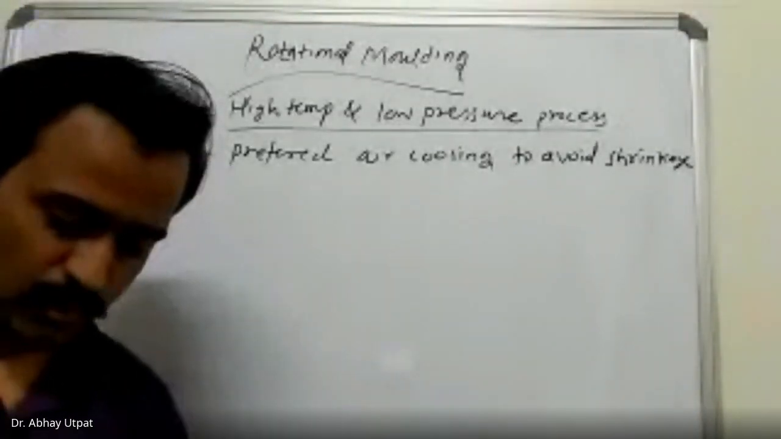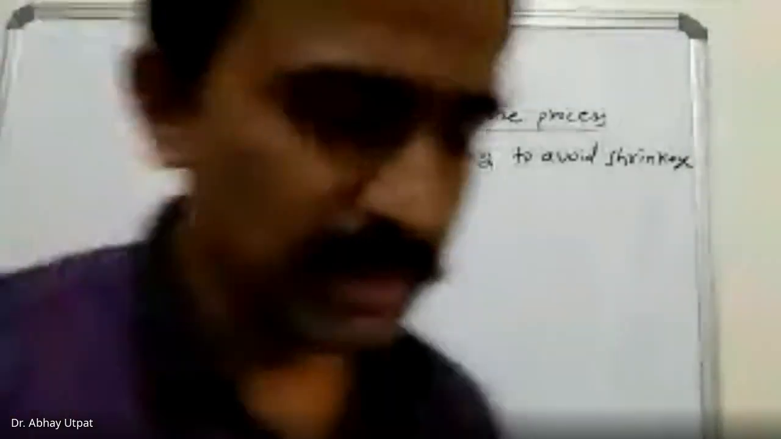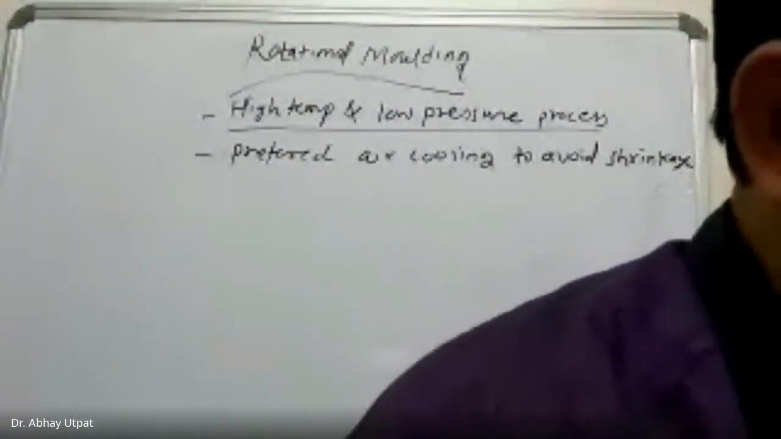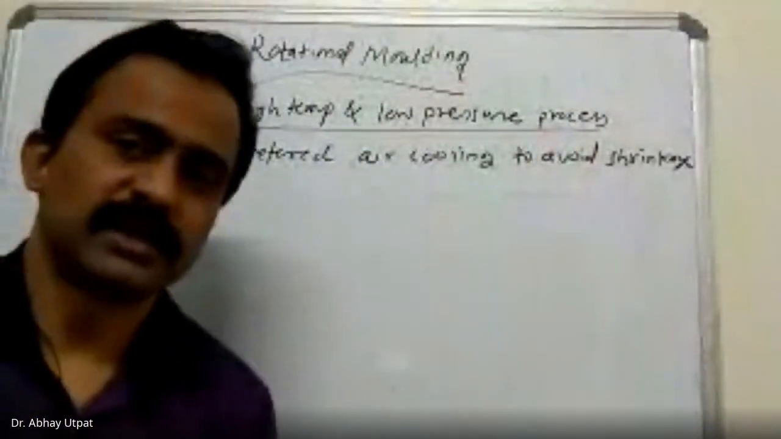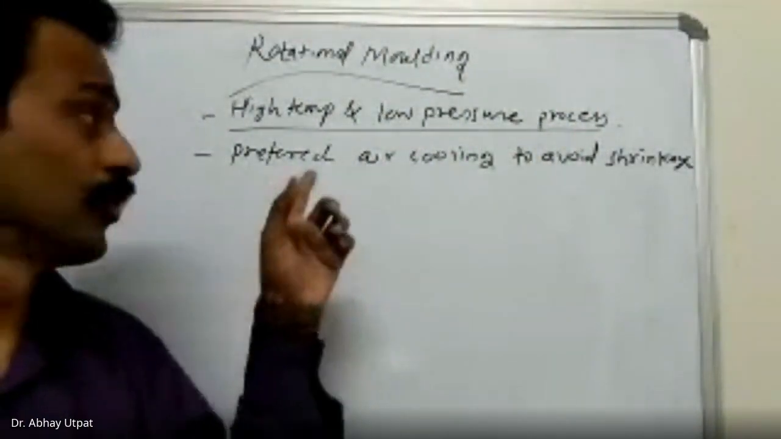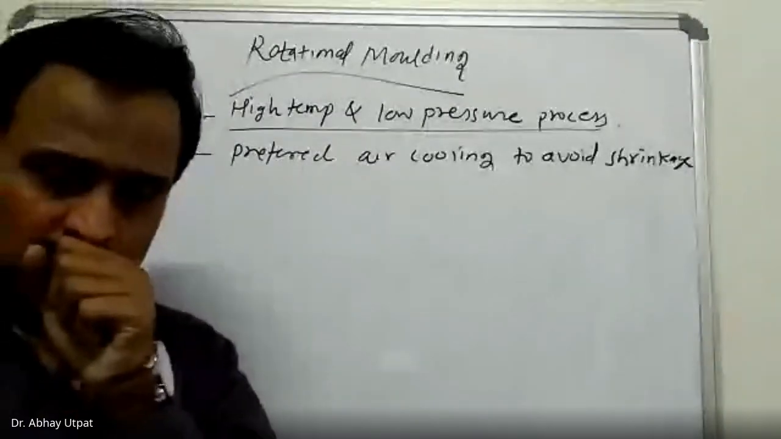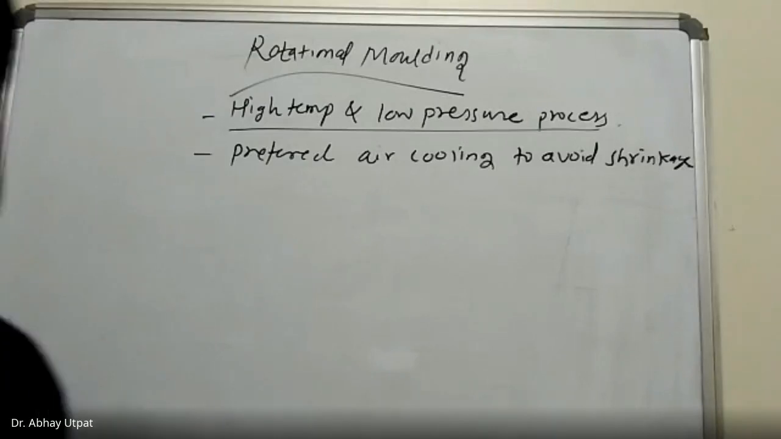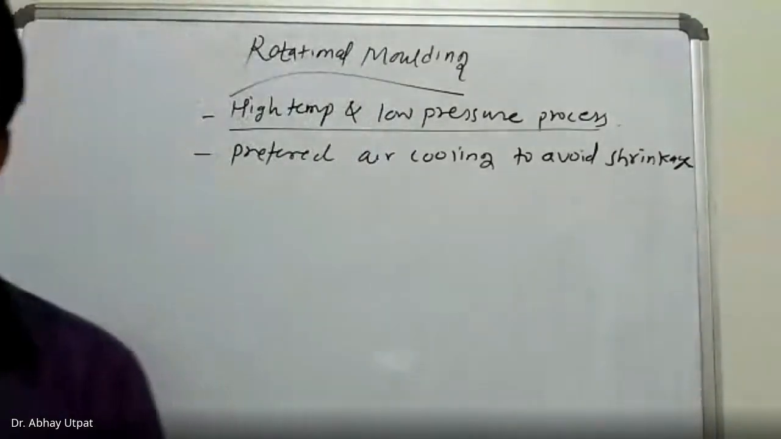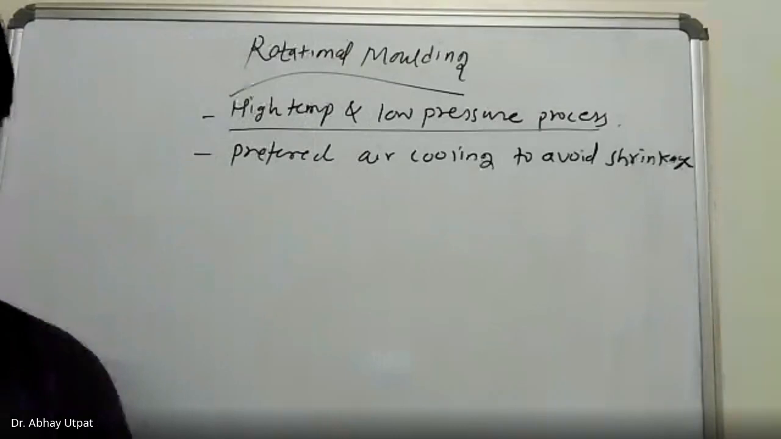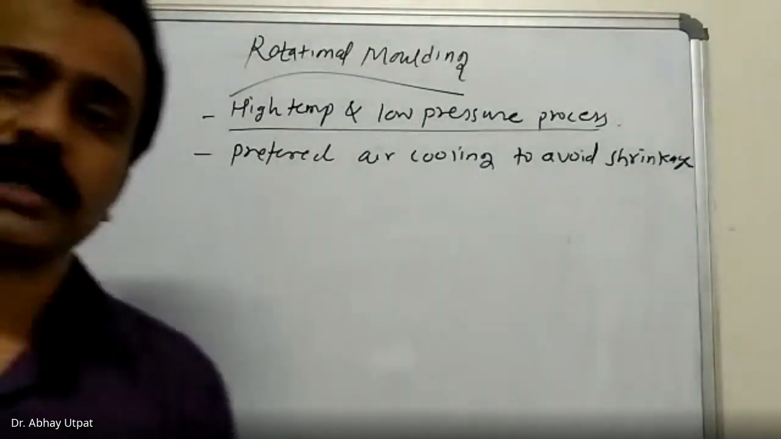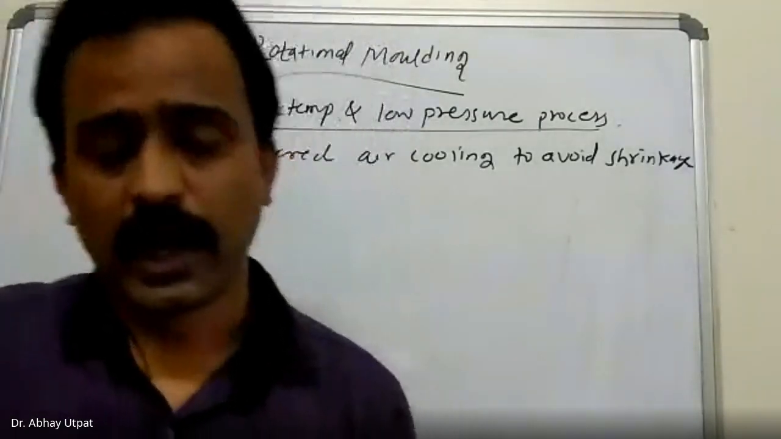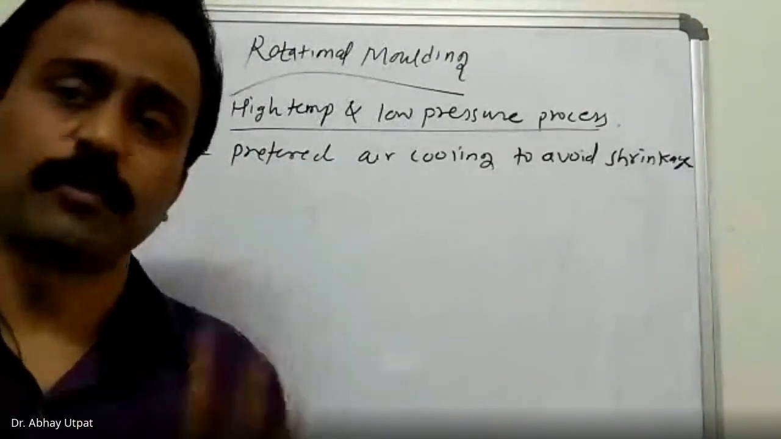Now cooling is over. But before cooling, let us see heating. I told you that the mold is heated. There are a number of controlling parameters. Which are they? Amount of plastic, heating temperature, heating time, rotational speed, and cooling time. I repeat once again: amount of plastic, heating temperature, heating time, cooling time, and rotational speed. These are the important factors.